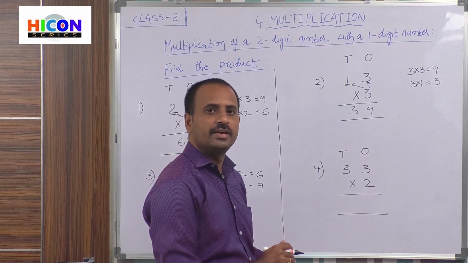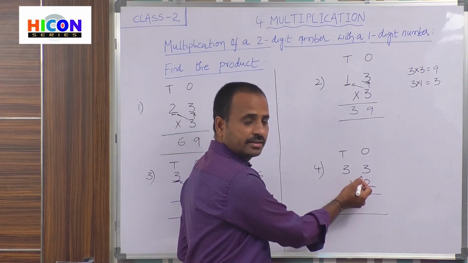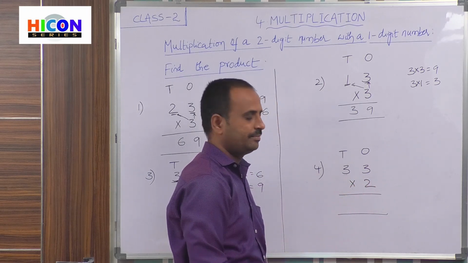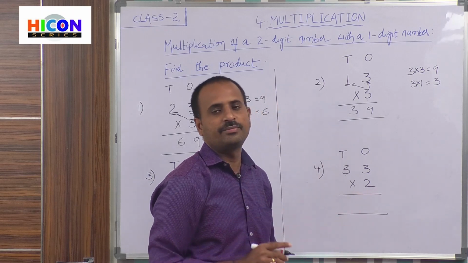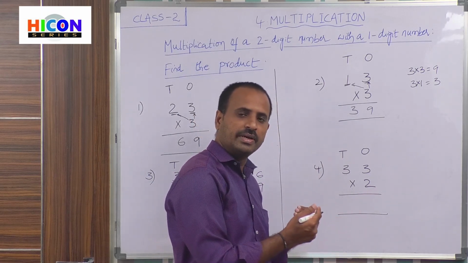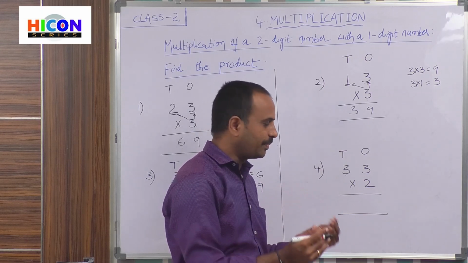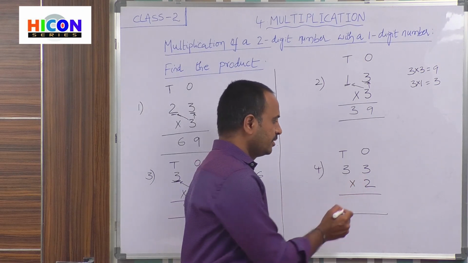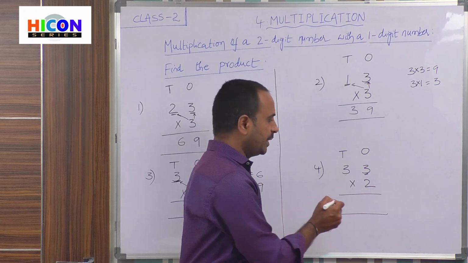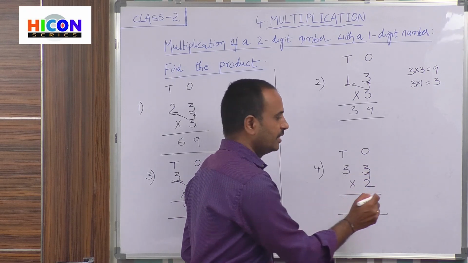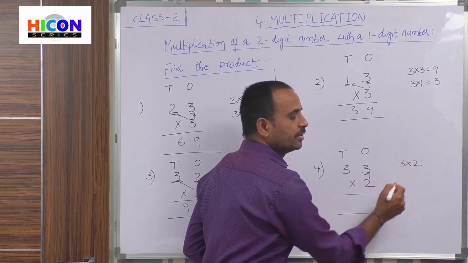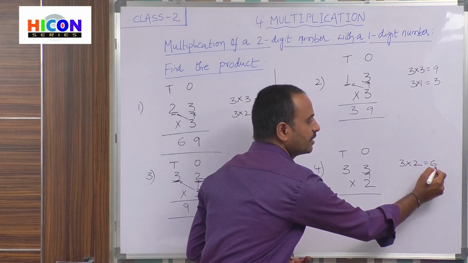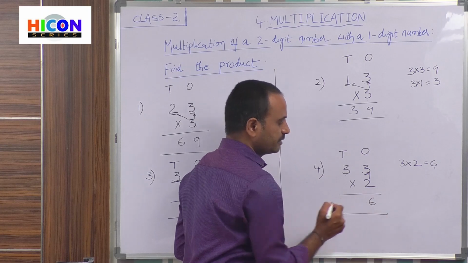What is the fourth problem here? Children, 33 into 2. Here 33 is a 2-digit number and 2 is a 1-digit number. Now again start the multiplication from ones place. First multiply the digit present in the ones place with 2. What is the digit present in the ones place? 3 is present in ones place. So multiply this 3 with 2. That is 3 into 2. Children, how much 3 twos are? 3 twos are 6. So write this 6 under ones place.